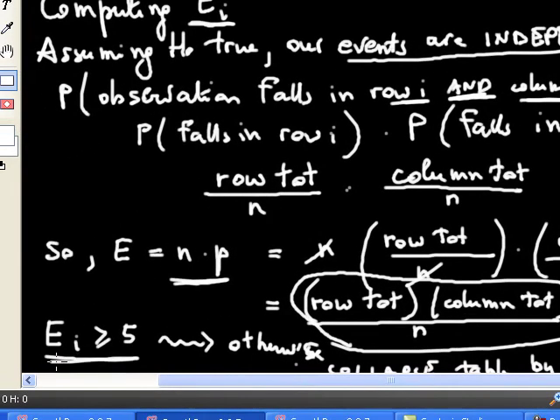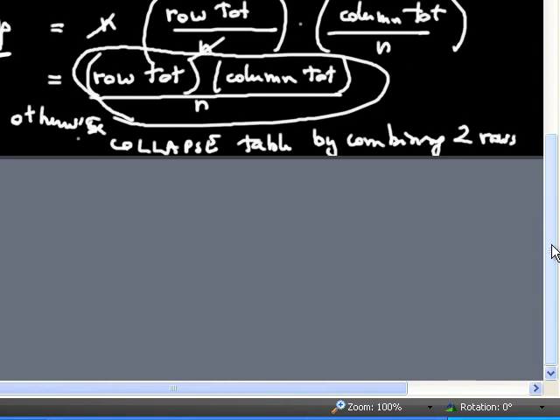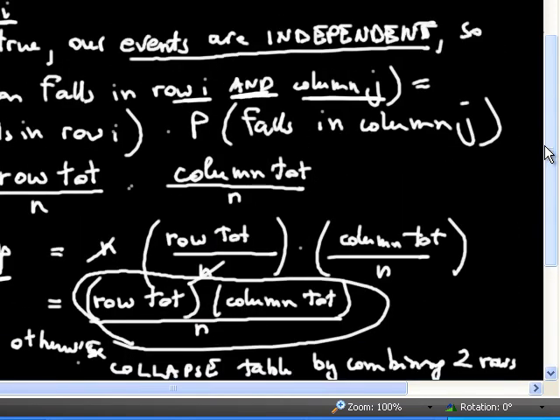The only thing we want is that they are greater than or equal to 5, because if we have a small expected value, then the difference O minus E squared tends to grow out of proportion, and therefore this is not reliable. In this case, if the E's are less than 5, we need to collapse the table by combining maybe 2 rows or 2 columns.